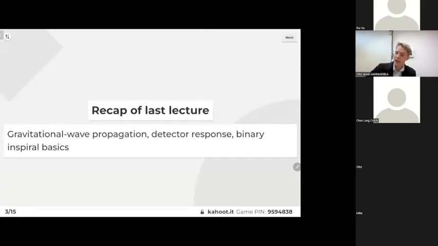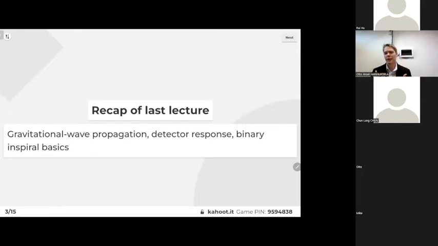Okay, so I won't go through the entire content of the last lecture, but just to remind people about what we discussed. What we looked at is a little bit of gravitational wave propagation. So how do you get from the Einstein field equations to gravitational waves as a perturbation to the metric tensor? And we found that gravitational waves typically stretch and squeeze space-time in the perpendicular direction to where they're traveling. We looked a little bit at the gravitational wave detectors and how they respond and record that stretching and squeezing of space-time.